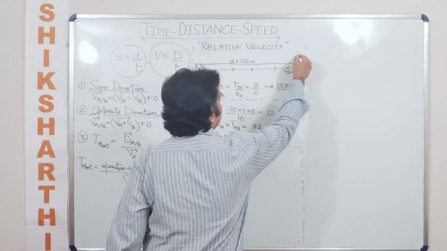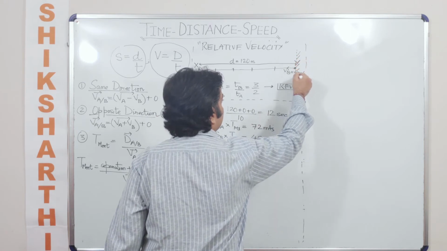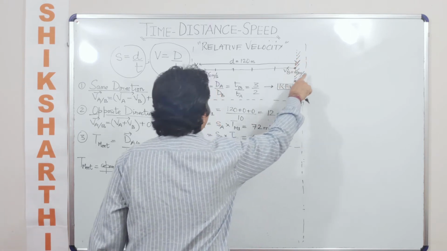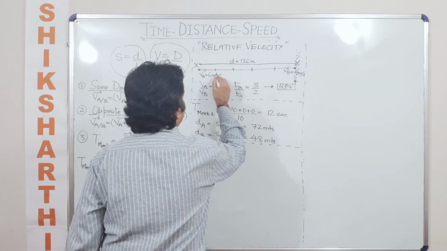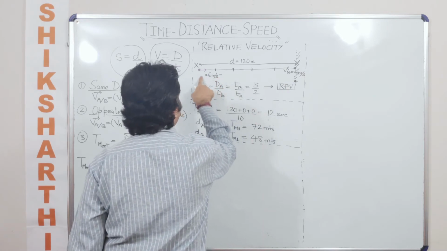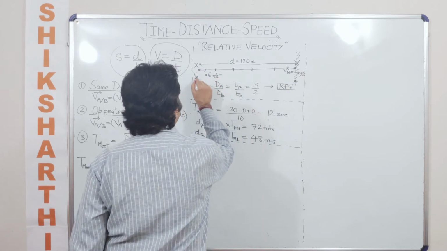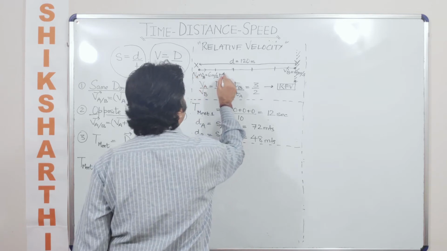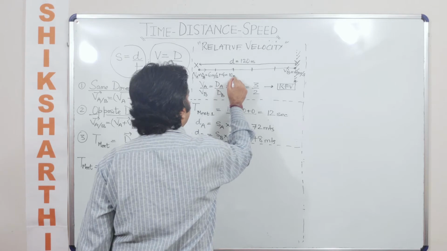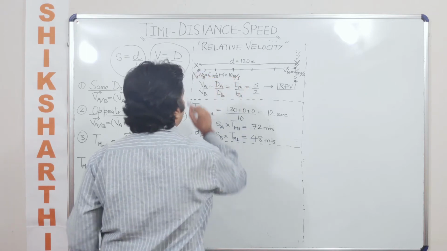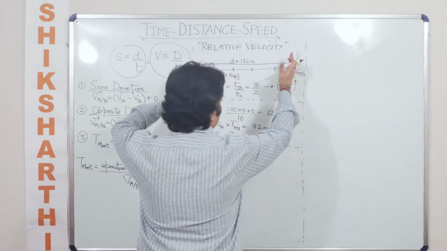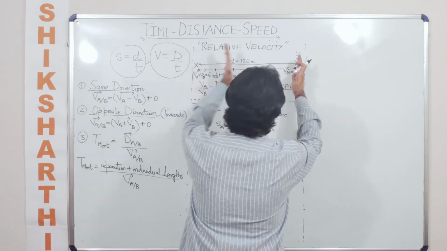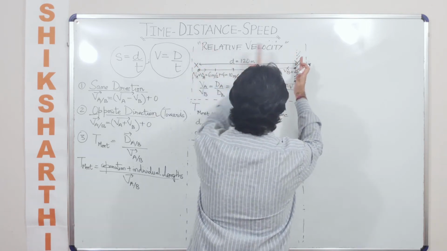So now I am putting this fellow at rest. If I draw like this, VB is 0 now, and we are making this fellow move at VA minus VB, which is VA plus VB in this case, which is 6 plus 4, which is 10 meters per second. So imagine this fellow is at rest here. How easy does it become? You move from here to here. This is the first time when they meet.